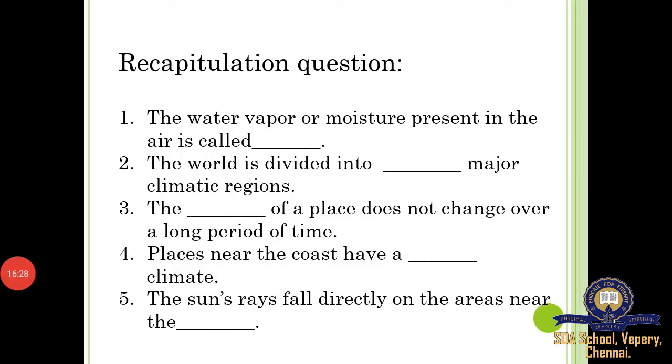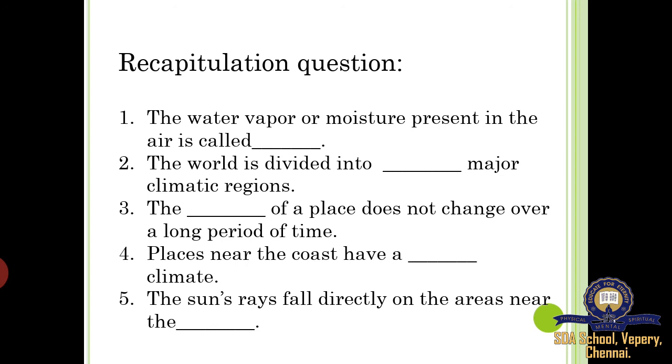At last, there is a recapitulation question. The water vapor or moisture present in the air is called what? Yes, humidity. The world is divided into how many major climatic regions? Yes, 7. The world is divided into 7 major climatic regions. The blank of a place does not change over a long period of time. Which does not change over a long period of time?